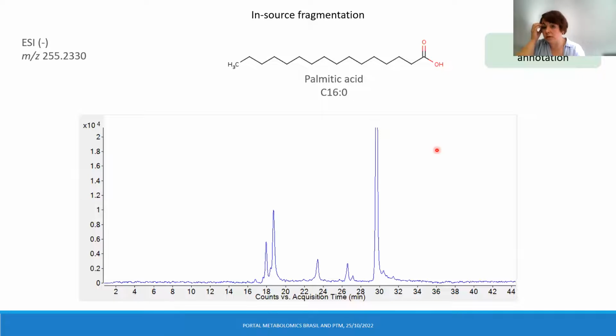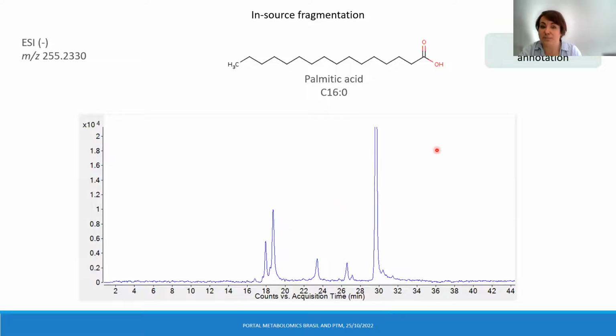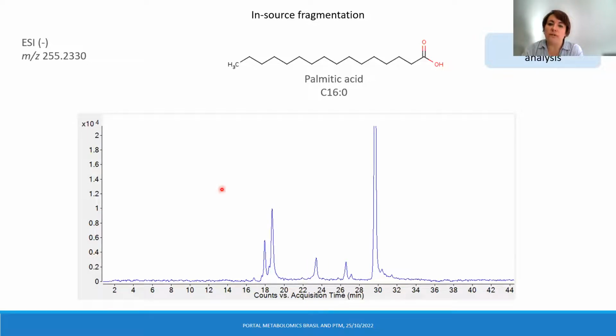So maybe this is the same m/z, but we will have different formulas. Let's see. So we checked the isotopic distribution for each and every one of those peaks, and unfortunately all of them were exactly the same, and all of them corresponded to palmitic acid. Then we performed MS fragmentation for each of those signals, and we obtained the same fragmentation pattern for all of them. Of course, for the peaks that were less abundant, we were missing some of the smallest signals here, but in general, the fragmentation spectra were the same. So finally, we came to the point that it was time to use a commercial standard.